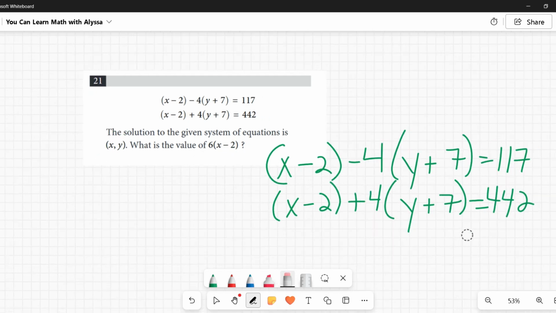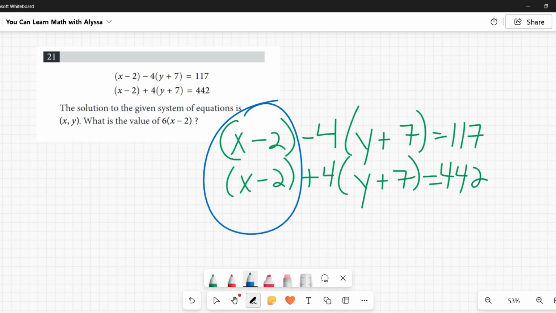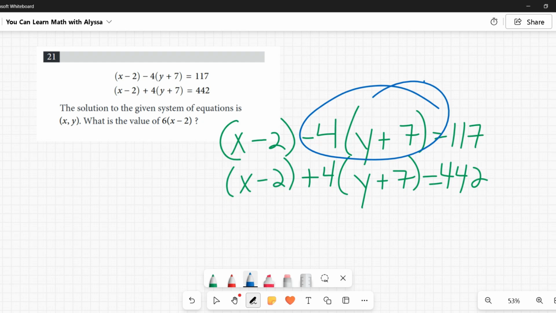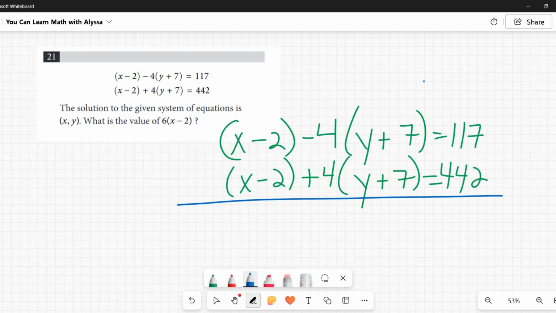So I have these two equations, which on their own each look a little complicated. But when you look at them side by side, there are some similarities. We have the x minus 2's and the x minus 2's, and then we have negative 4 times y plus 7, then positive 4 times y plus 7. If I use elimination and add these equations together, those y plus 7's are going to cancel out. Add everything together, and those go bye-bye.